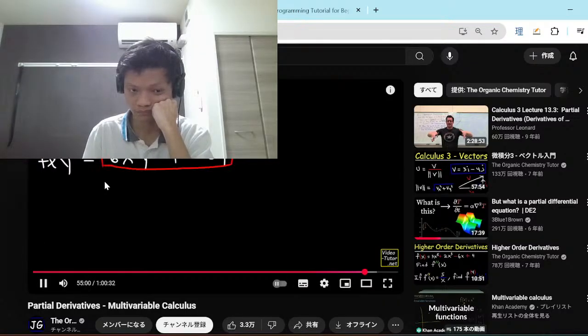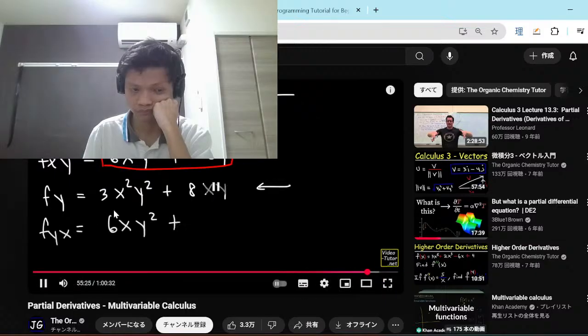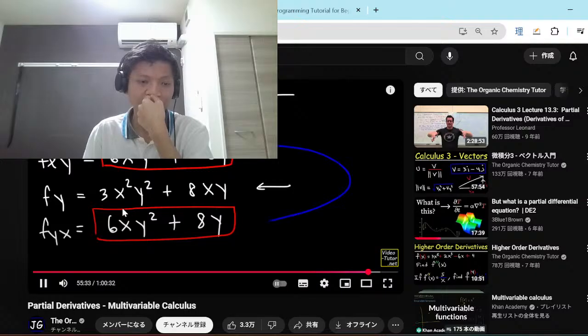So now let's find f_yx. First we've got to find f_y using this function. The derivative of y cubed is 3y squared, so we're going to have 3x squared y squared. And the derivative of y squared is 2y times 4x. That's 8xy. Now let's differentiate this function with respect to x. The derivative of 3x squared is 6x times y squared. The derivative of 8x is simply 8. So notice that these two are the same. f_xy is equivalent to f_yx.